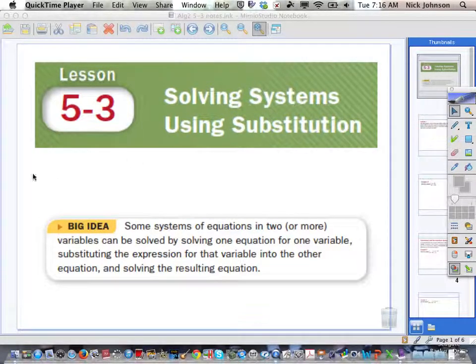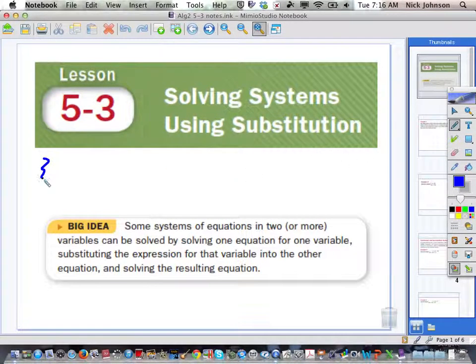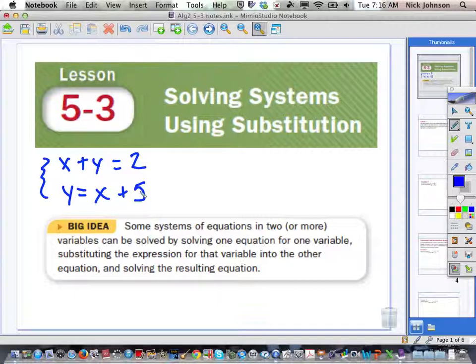If you remember, a system is just simply a set, a bracket with two or more equations. So maybe something like this. Okay? And what we would do is look for the equation that is solved for a single variable. So in this case, y is solved for by itself. And then wherever we see y, up in this one, we would put in x plus 5. Once we have it down to one variable, then we're able to solve for that variable.